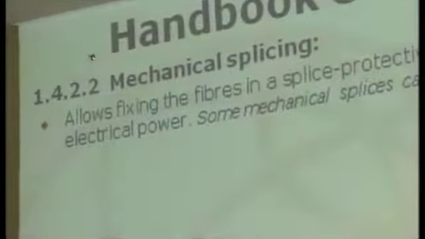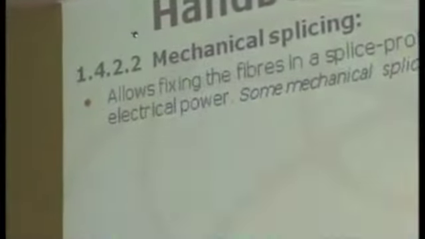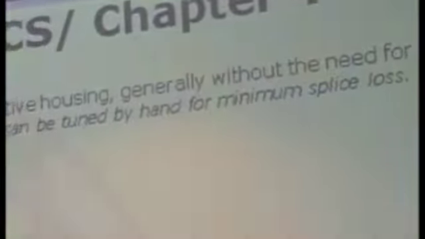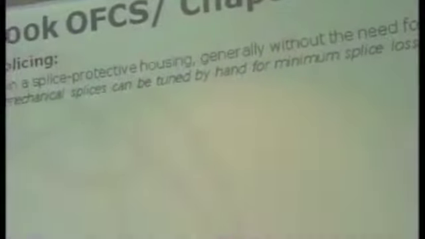This kind of splicing, mechanical splicing, allows fixing the fiber in a splice protective housing, generally without the need for electrical power. They are just mechanical parts put together, and some mechanical splices could be tuned by hand for a minimum splice loss. Then, using some kind of measurement, the operator could change the position and find the best position. And after that, make some action to keep this position.